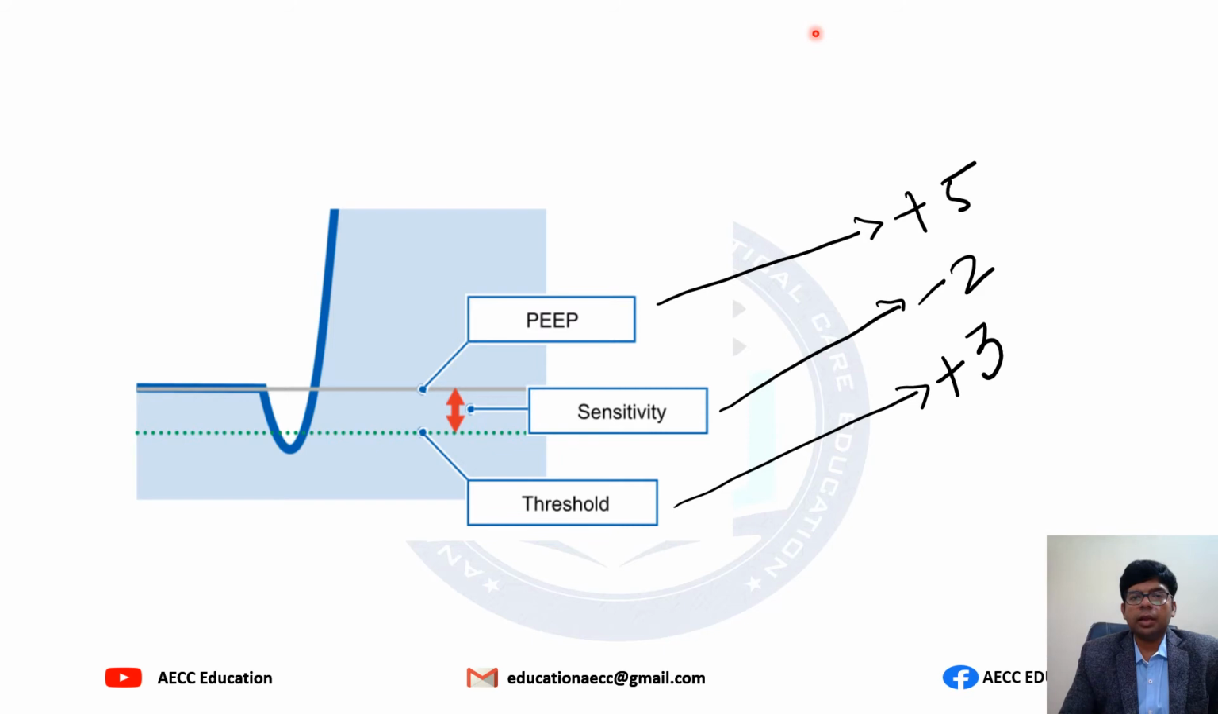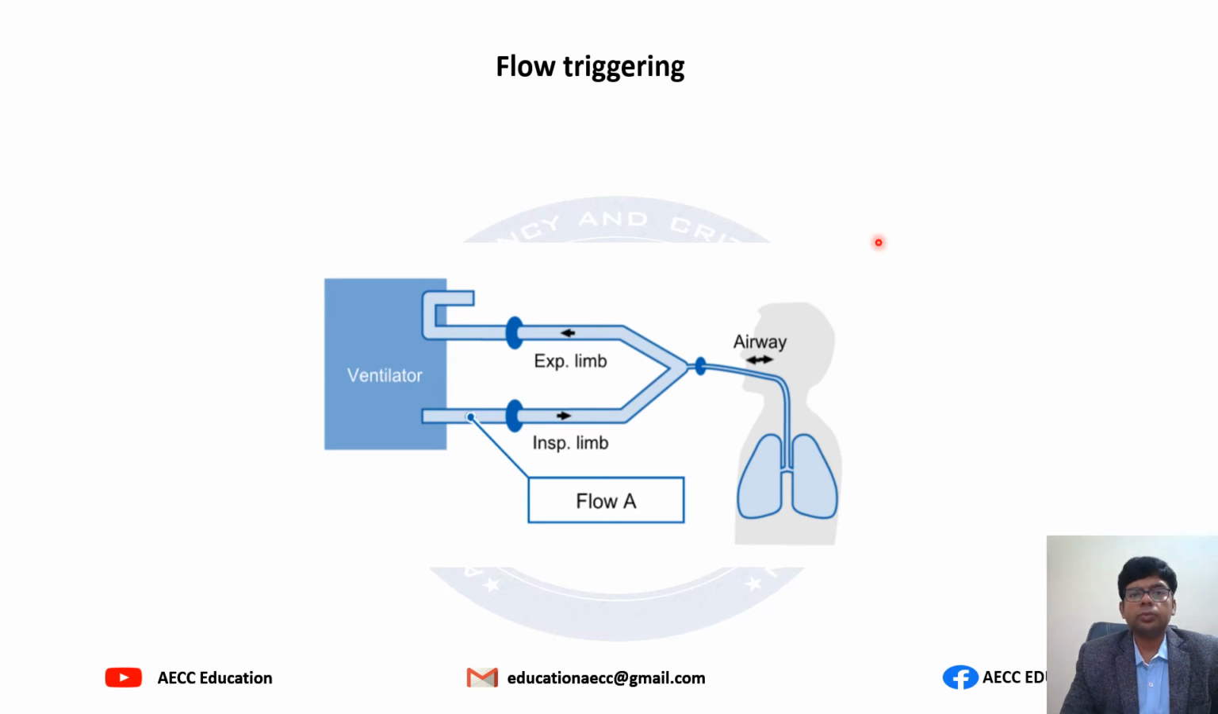So a pressure trigger of minus 0.5 centimeter of water is more sensitive than that of minus 2 centimeter of water. Now, after the pressure triggering, we will discuss the flow triggering. Flow triggering is another form of patient triggering. It relies on the circuit or airflow monitoring. To make understanding easier, let us first specify the three flow types.